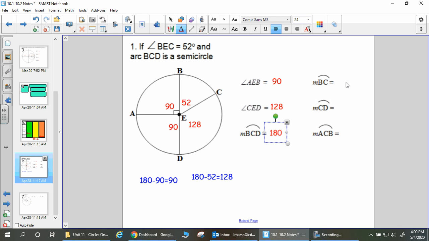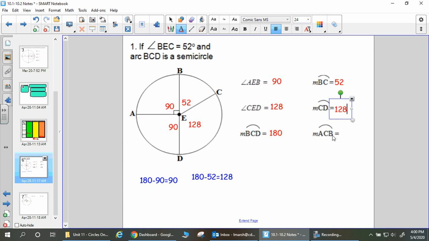Arc BC, I'm going back up here. BC, remember the arc is the same as the angle. So if the arc is here, the angle was 52. So it's going to match. CD, same idea. I know that it wants me to go this way because it only used 2 letters. Remember, to go the long way, it would have to give me 3. So CD is going to be 128.